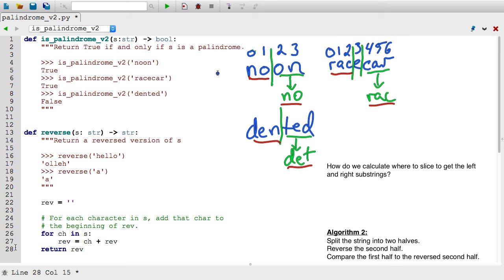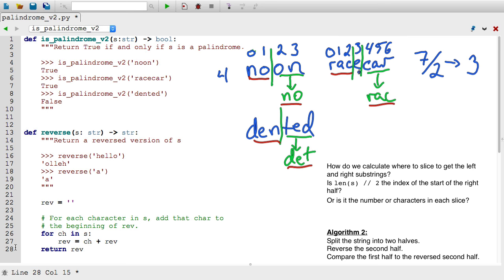The length of noon is 4. 4 divided by 2 is 2, so that tells us the index to slice from to get the second half of the string. The length of race car is 7. 7 divided by 2, well, if I just do straight division, then that gives me 3.5. But if I do integer division, then that gives me 3. So 3 is the number of characters in each half, but I don't want to include the E there. So I'm going to have to figure out how to work around this with my slicing, perhaps.